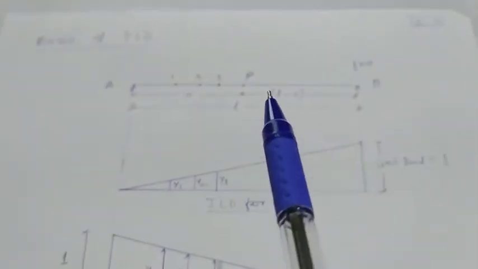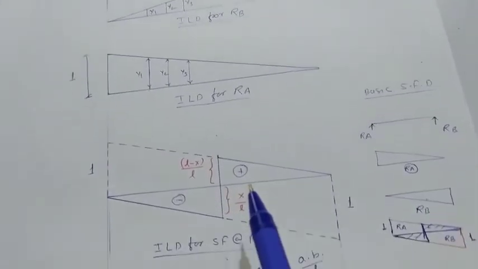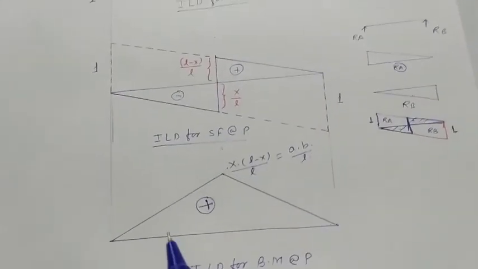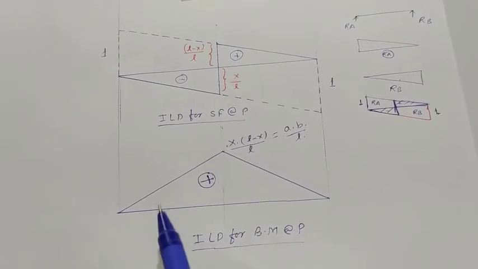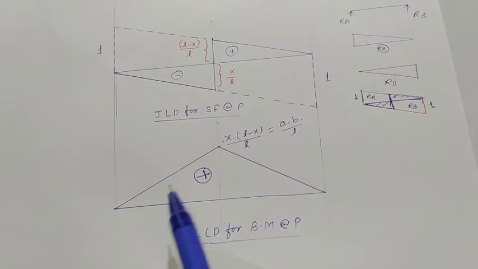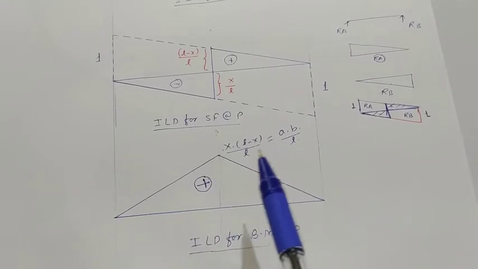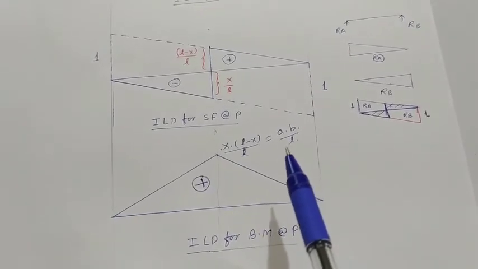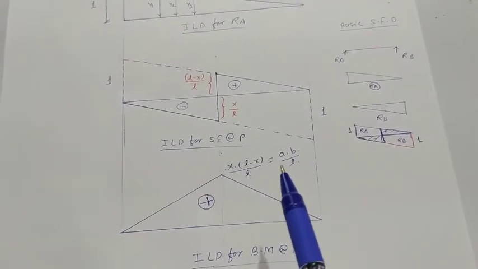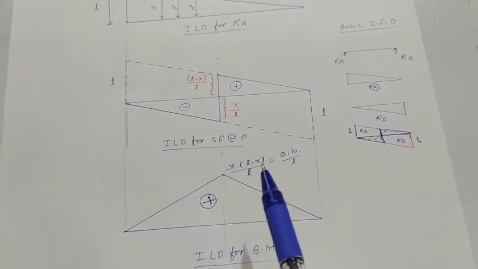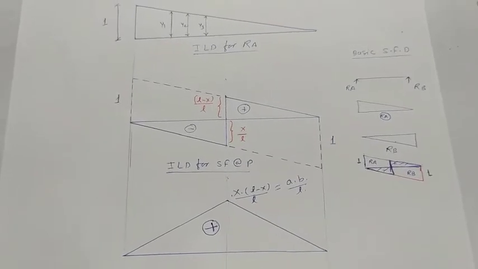I draw the shear force at point P where I require the shear force and bending moment. So this one is my shear force diagram and similarly this one is my bending moment diagram. This is quite simple for a simply supported beam. We can already draw a triangle for a point load. So this ordinate will be ab by L. So our a is x, our b is L minus x, our total span is L. So this becomes x into (L minus x) by L. This is the ILD for bending moment at P.